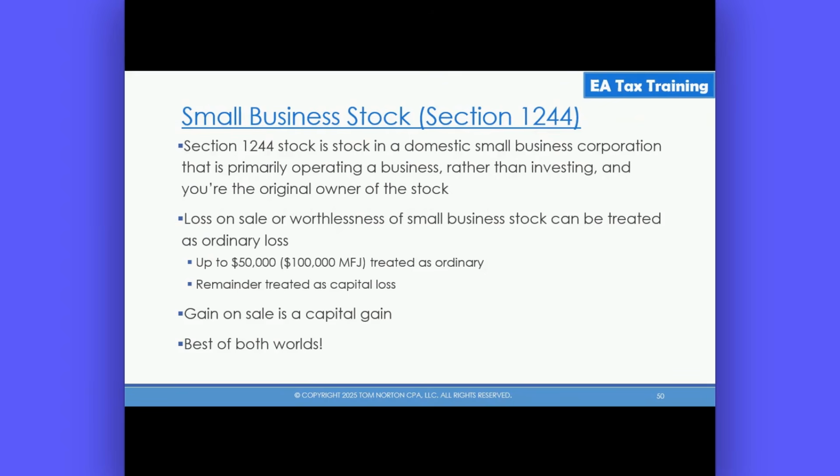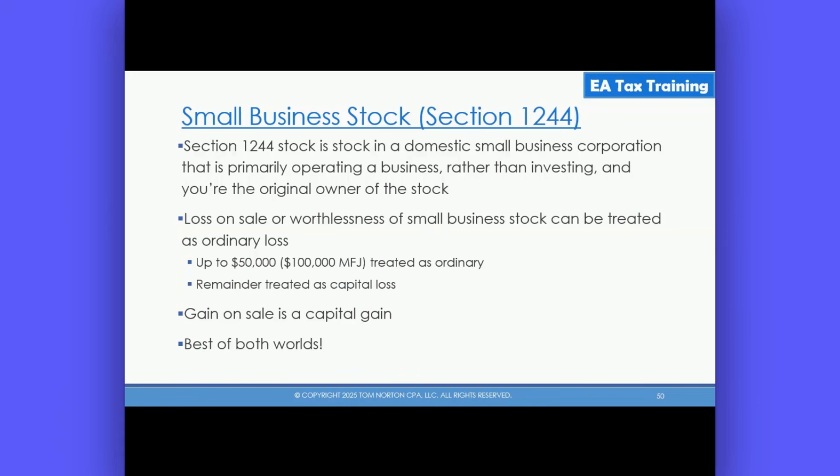Small business stock, Section 1244 stock. And you're going to want to remember this Section 1244. We're going to have other section numbers that apply, so you'll want to be able to distinguish between these. So Section 1244 stock is stock in a domestic small business corporation that is primarily operating a business rather than investing, and you're the original owner of the stock.